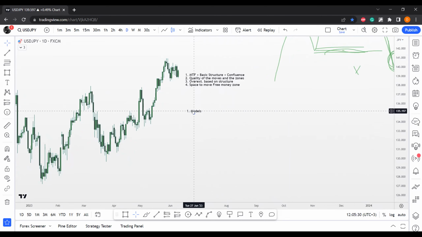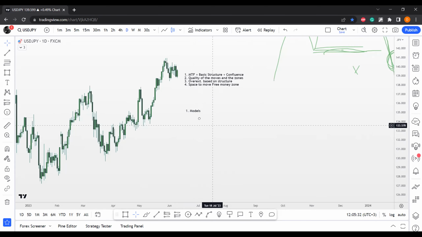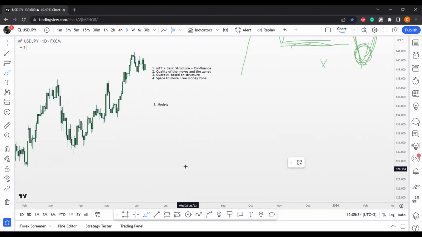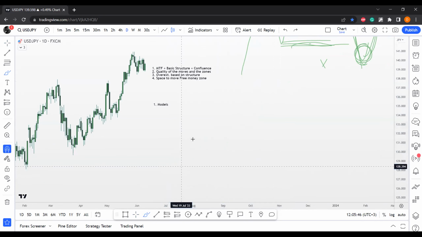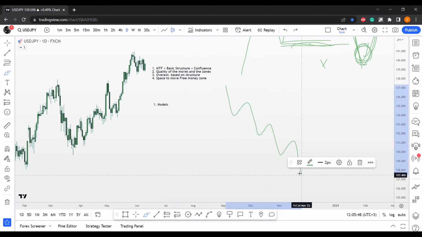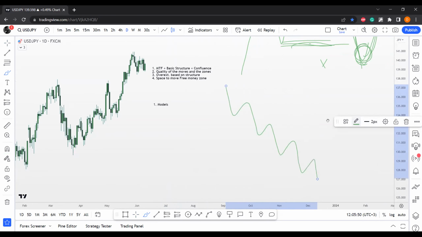But the next step is models. So what are the models? Imagine a market that is moving just up. So this is not a model. This is just a classical trend, something that you saw on Euro USD on daily, to the downside. This is not a model. This is simple price action. And for the model, you need more complex development.